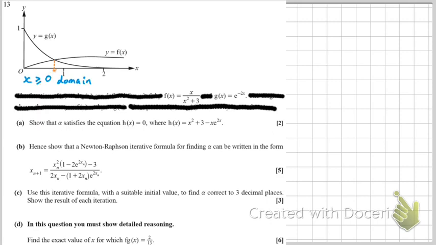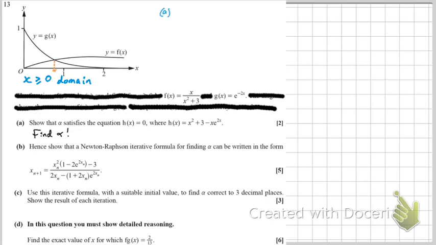Now, read part A carefully. Show that alpha satisfies this complicated looking equation. That's a really long-winded way of saying start the process of finding the value of alpha. To show that alpha satisfies something basically needs us to start trying to find out something about alpha. And of course alpha is where f(x) and g(x) meet. It's simultaneous equations. How do you find the intersection of two curves? Well, you set f of x equal to g of x.